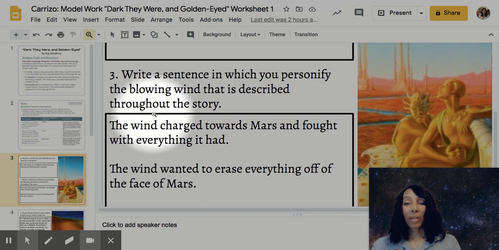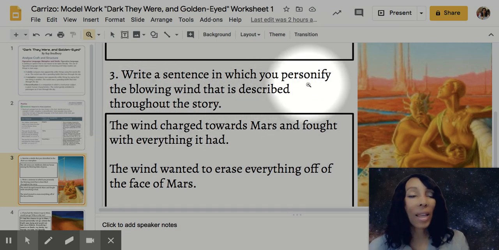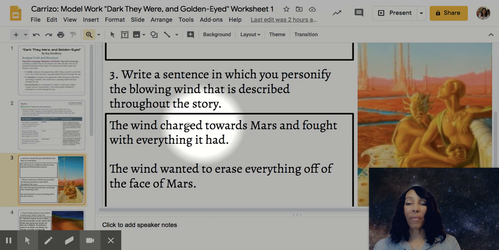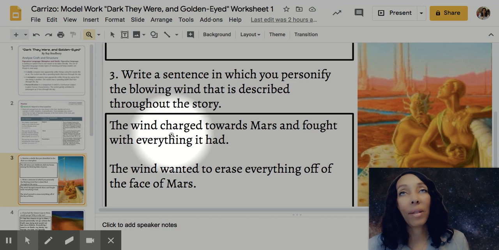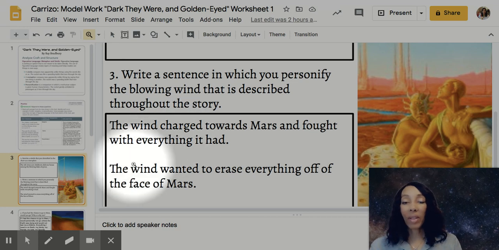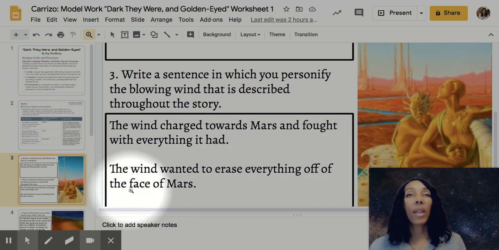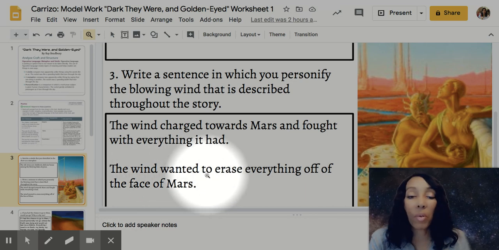Number 3 asks, write a sentence in which you personify the blowing wind that is described throughout the story. Personify is the verb form of personification. So, the blowing wind. Here's my first example. The wind charged toward Mars and fought with everything it had. Only humans can charge and fight, not wind. And the second example, the wind wanted to erase everything off of the face of Mars. Another example of personification because winds don't want nor do they erase things. We do.